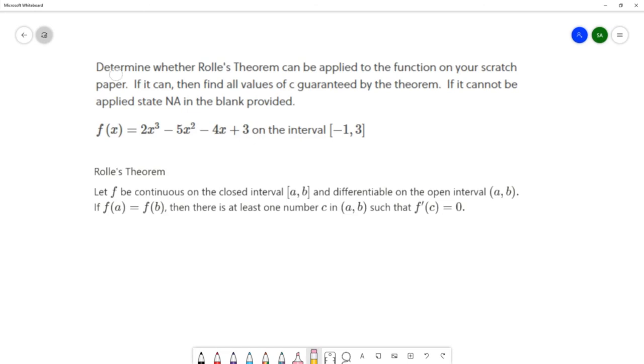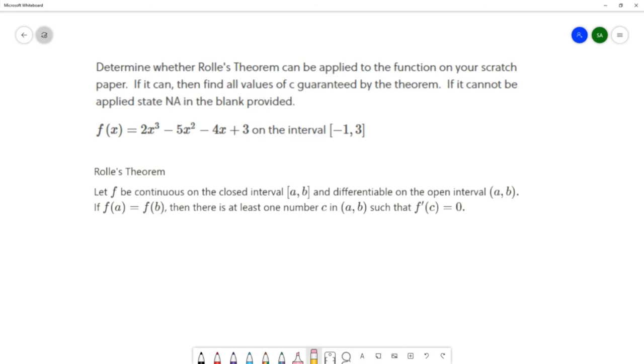For this question, we want to determine whether Rolle's theorem can be applied to the function, and if it can, we want to find all values of c guaranteed by the theorem. If it cannot be applied, we'll state NA in the blank.